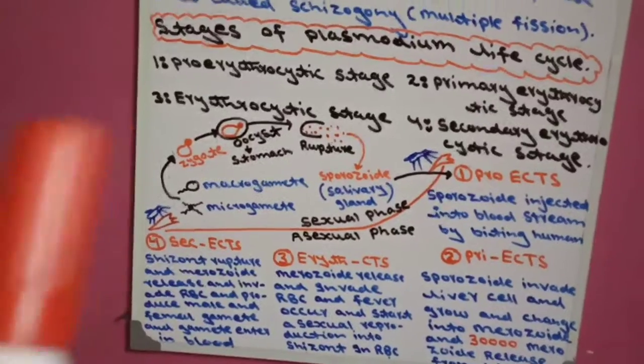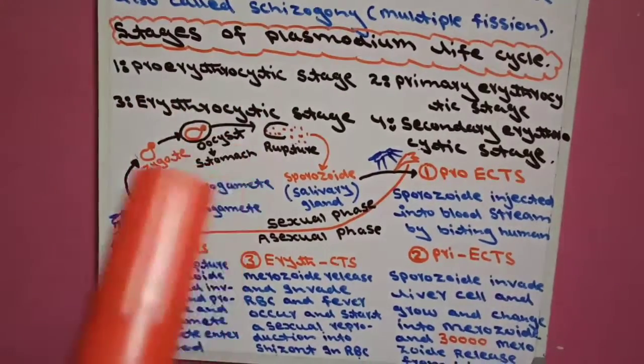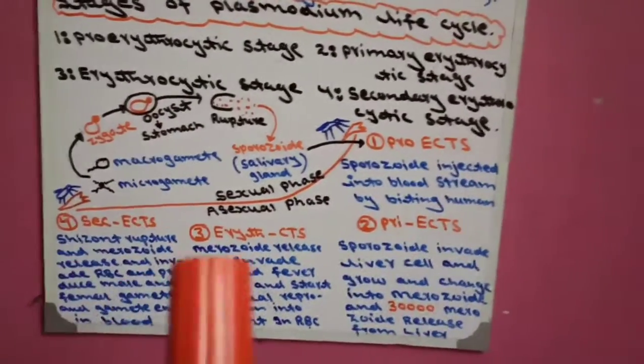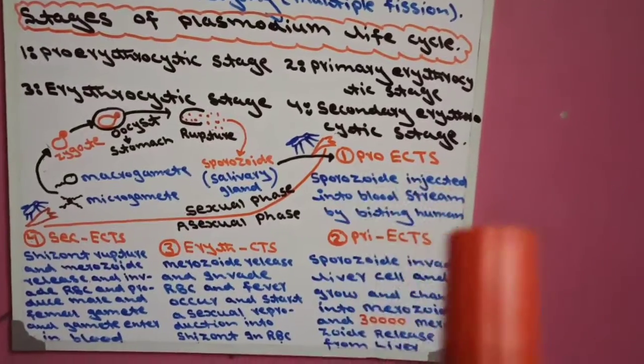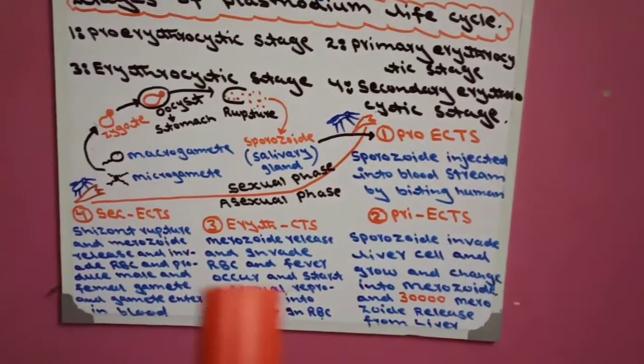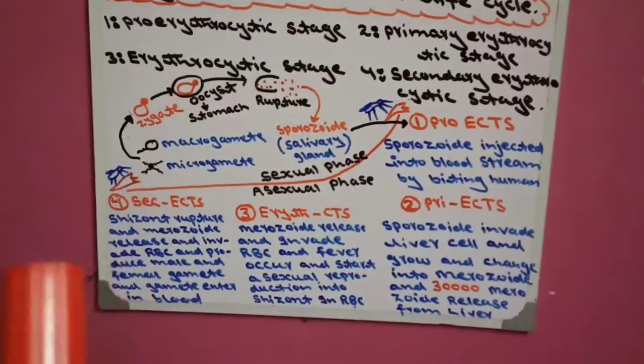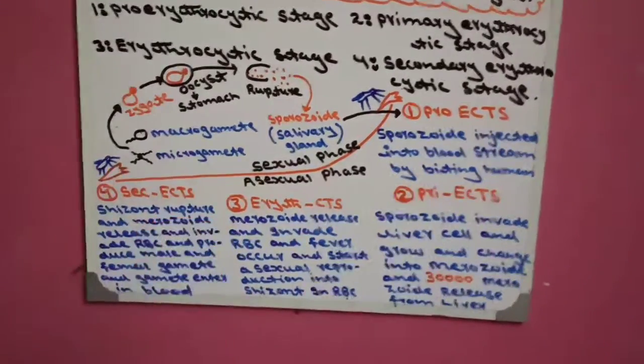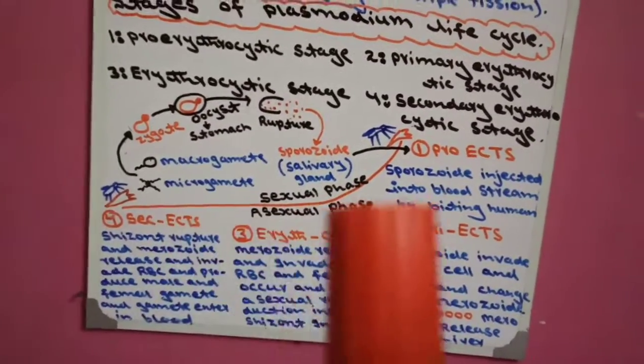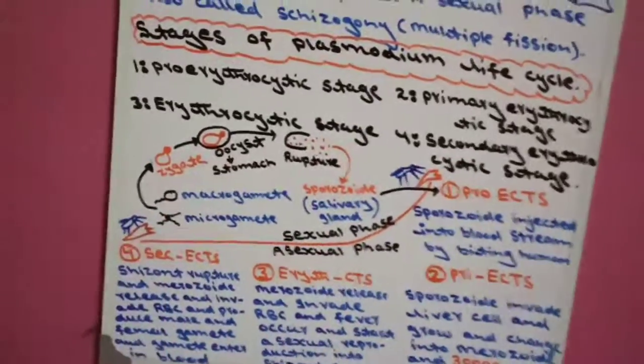Now the asexual phase is complete. In the asexual phase, the first stage is the pro-erythrocytic stage, the second is the primary erythrocytic stage, the third is the erythrocytic stage, and the fourth is the secondary erythrocytic stage. This is the asexual phase. Now come to the sexual phase.